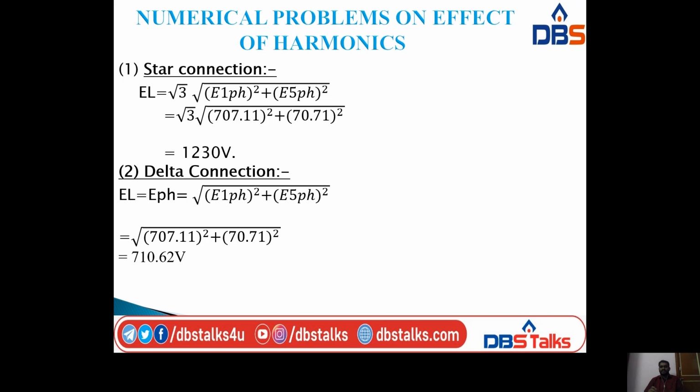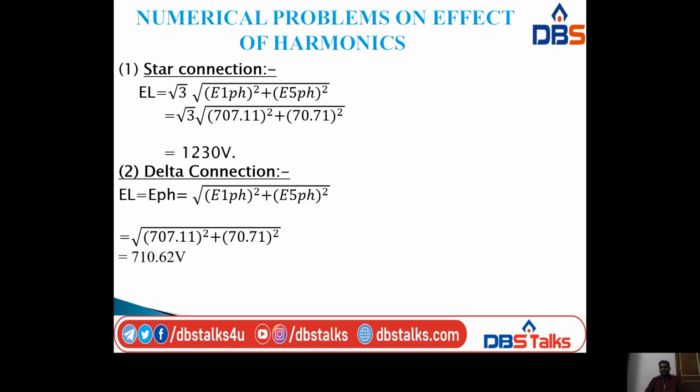And next we have for the star connection, line voltage is equal to root 3 into root of E1 phase whole square plus E5 phase whole square. So from the data we have root 3 into root of E1 phase value 707.11 whole square plus E5 phase value 70.71 whole square. Totally we have line voltage for the star connection is 1230 volts.